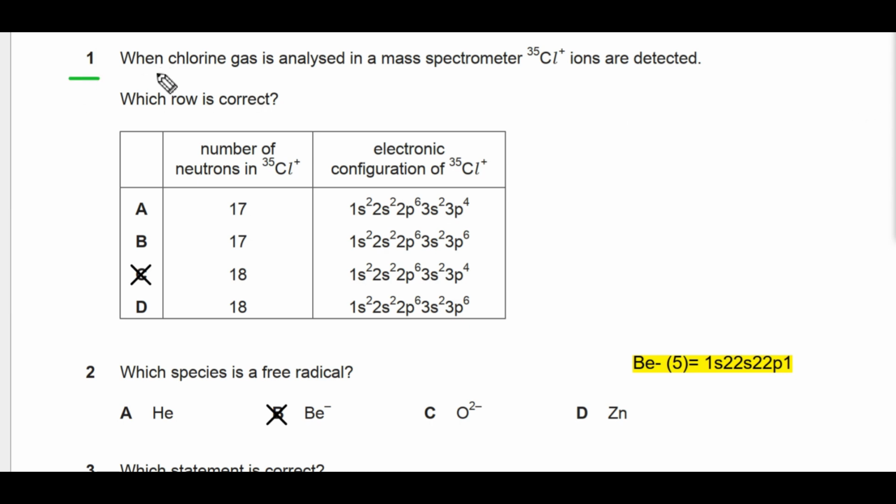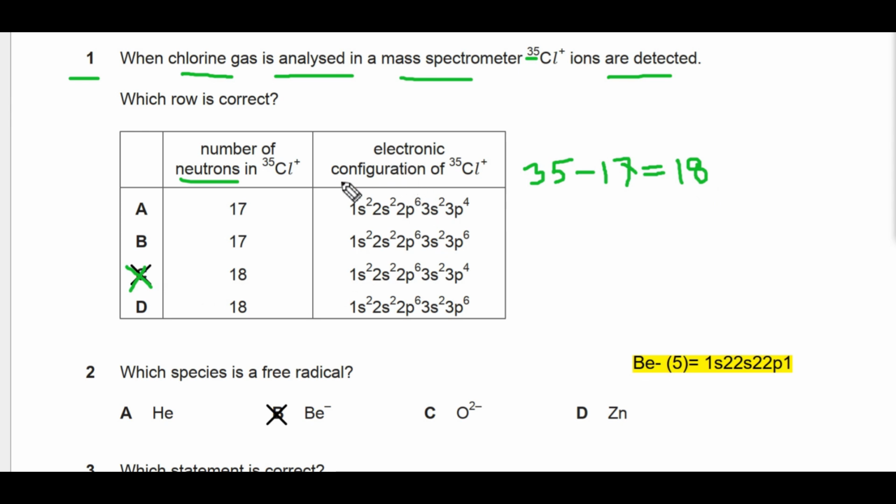Number 1, when chlorine gas is analyzed in a mass spectrometer, Cl+ ions with mass number 35 are detected. Which row is correct? C is the right answer. Why? Number of neutrons is the mass number 35 minus the atomic number 17, which means proton number 17. So the number of neutrons will be 18. So C and D are the right answer so far.